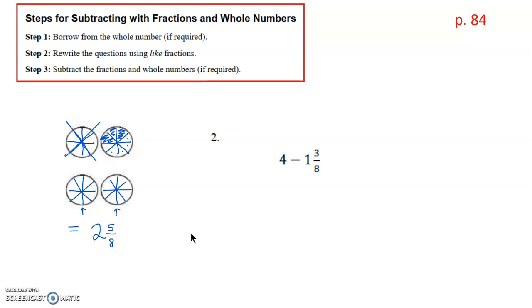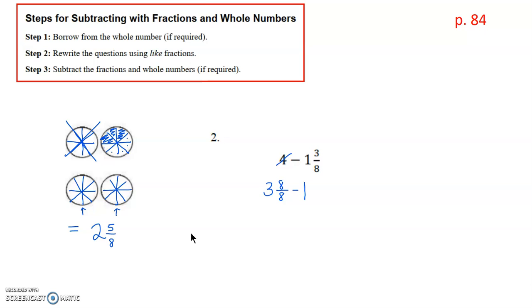If we don't want to draw a picture, if the numbers get big, we can use borrowing. So we see that we have a whole number minus a mixed number, so we need to create a mixed number out of the whole number. So we're going to borrow from the 4, making a 3, and because the fraction is out of 8, it's going to become 8/8. That's 3 plus 1 whole equals 4.